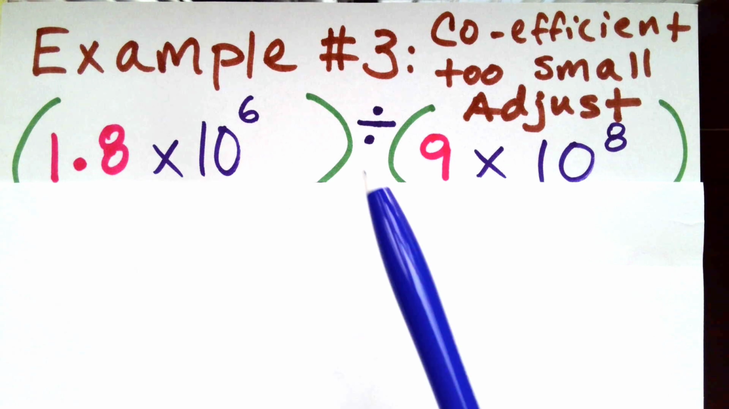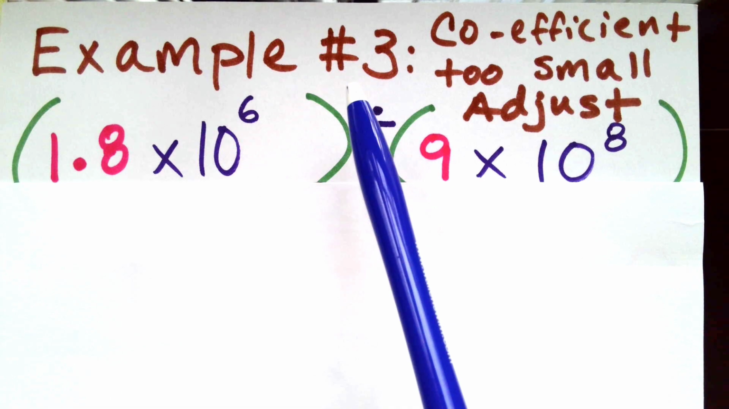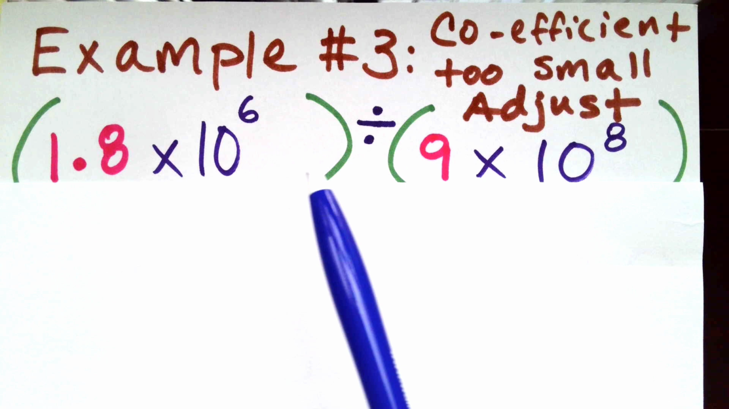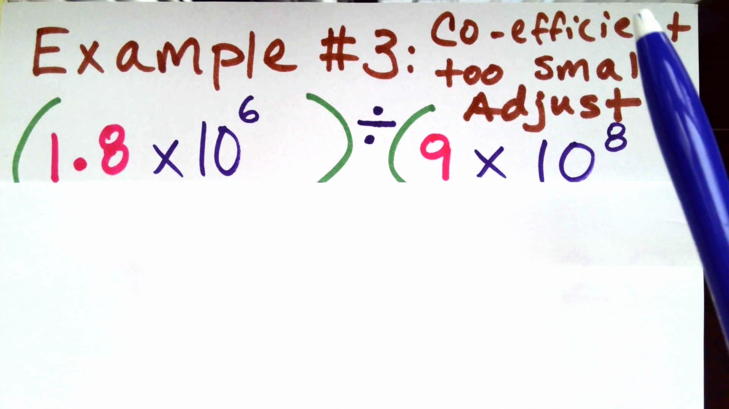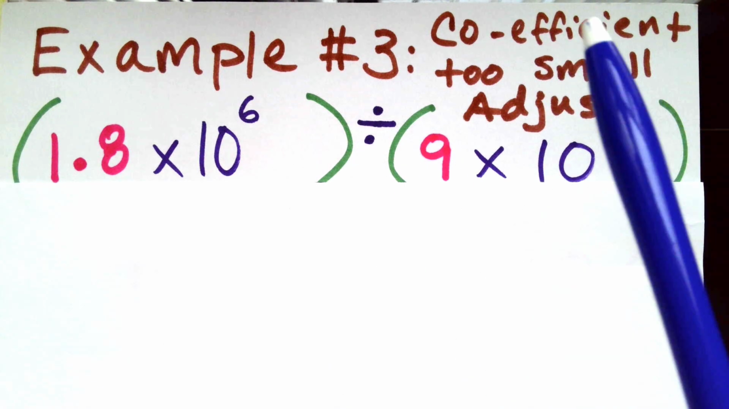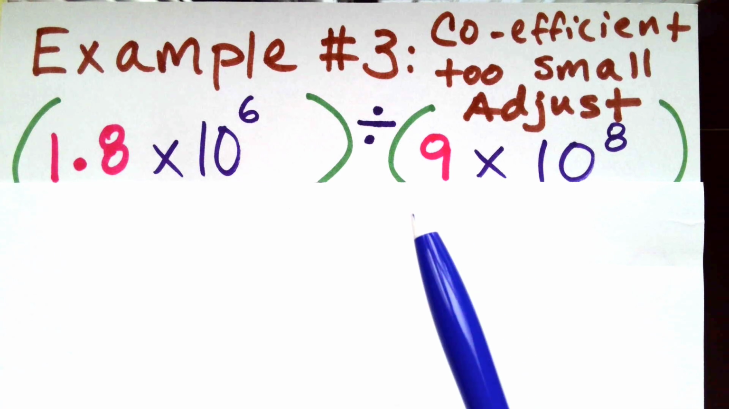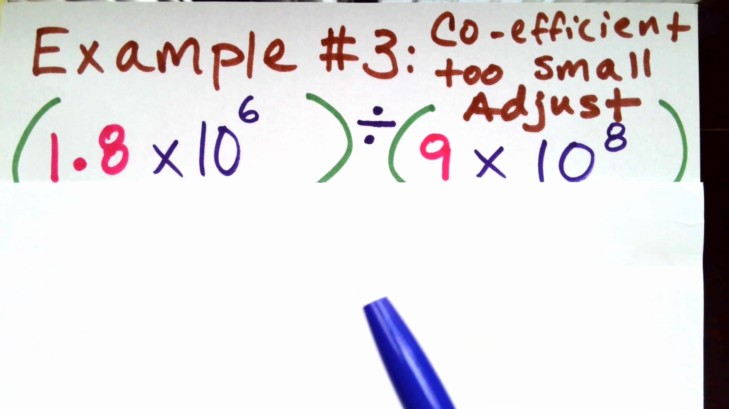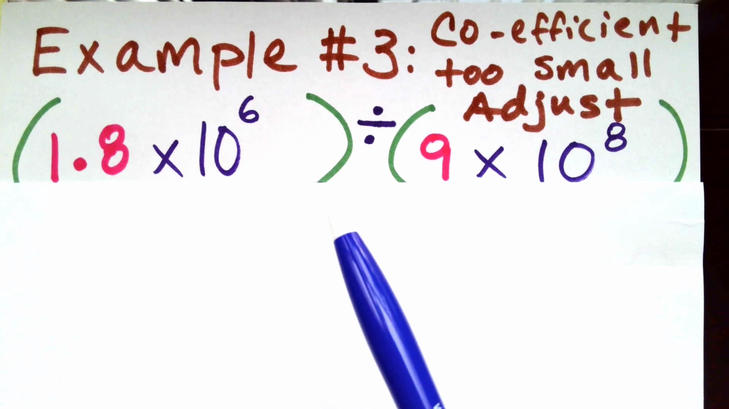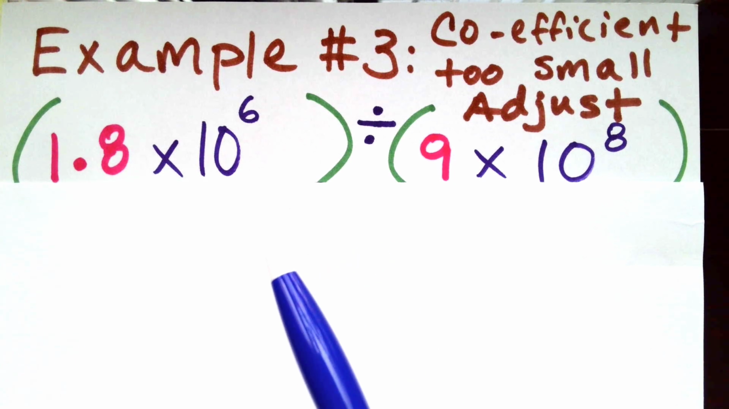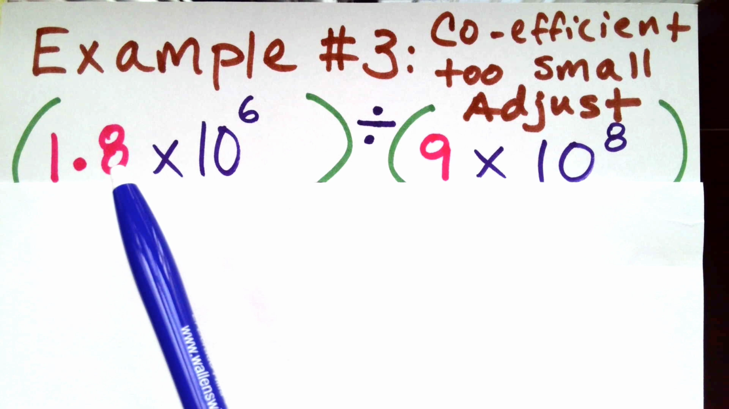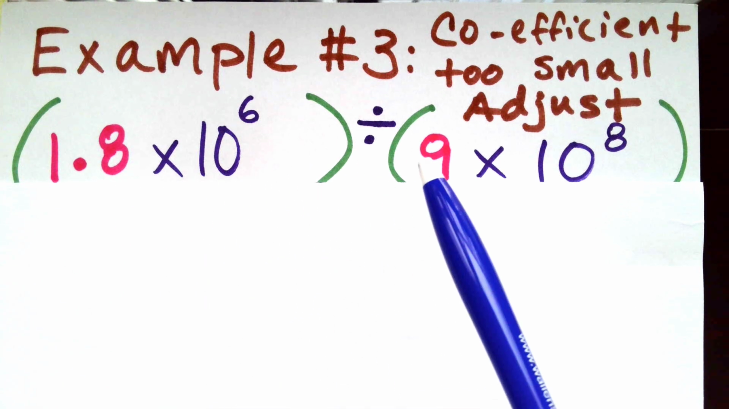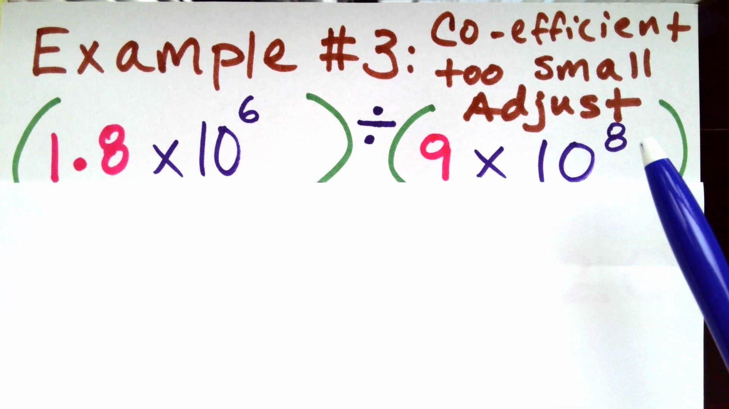This is example number 3 of finding the quotient, that's the answer to a division problem, using scientific notation. So, in this example number 3, the coefficient is going to be too small. We're going to have to adjust the coefficient before we can say we have a final answer. So let's just jump right on to it. We got coefficient 1.8 times 10 to the 6th power divided by 9 times 10 to the 8th power.